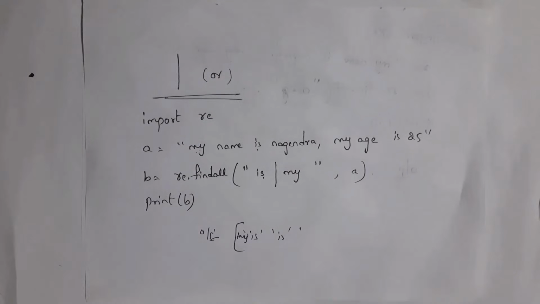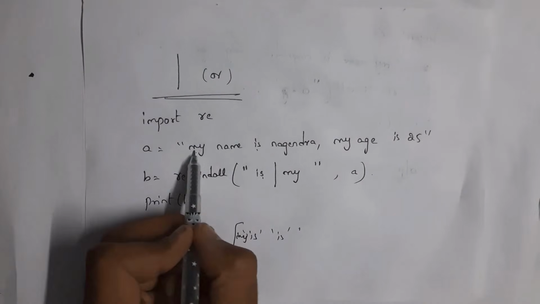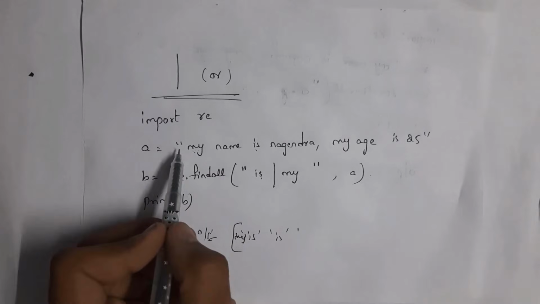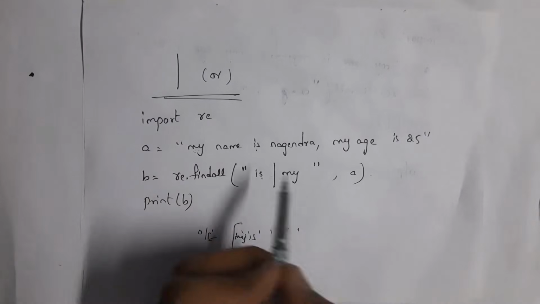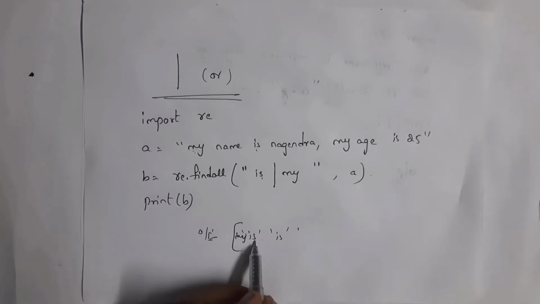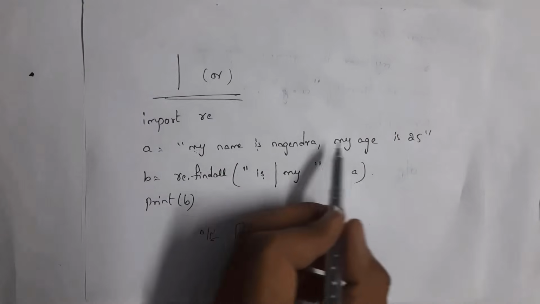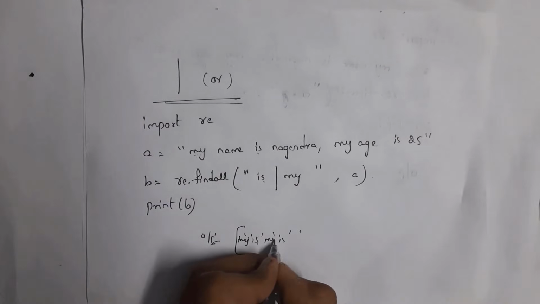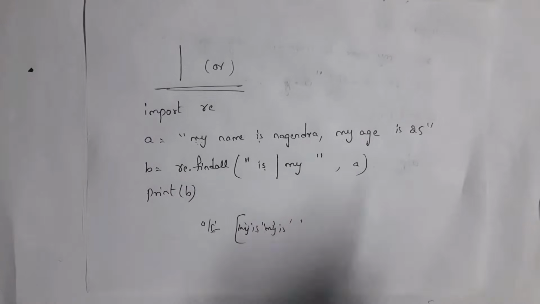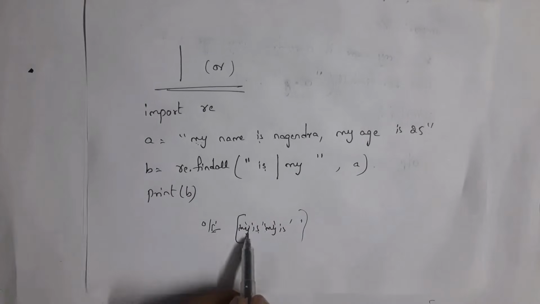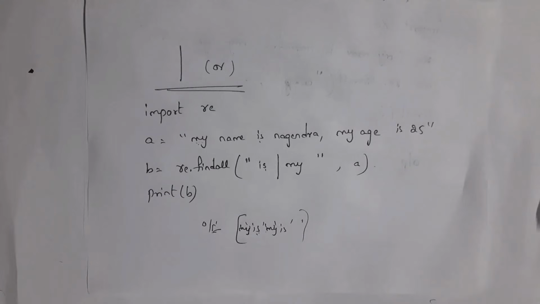Guys, it will print in order. So at first it will check my and is. My is present here, so it will print my, and again is, so it will print is, and next one is my, so it will print my, and after my there is is. So you will get output my is, my is. This is my output. It will print in order.